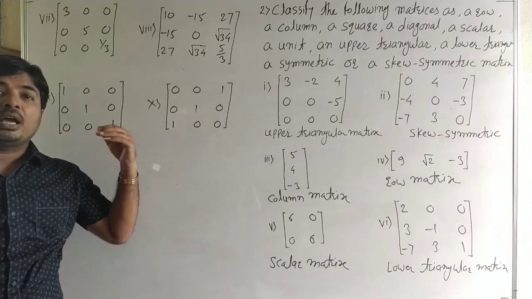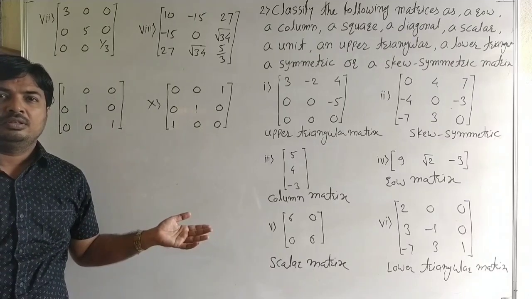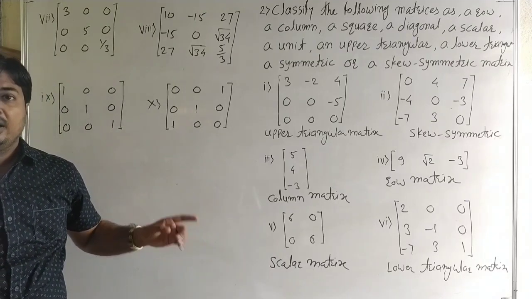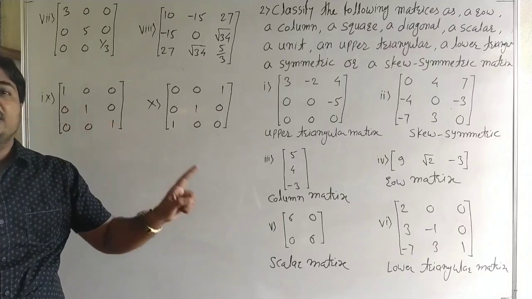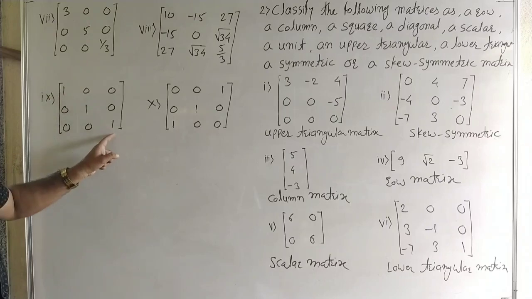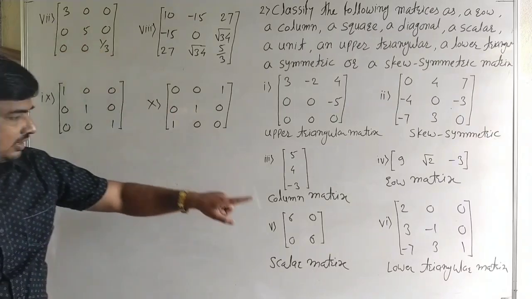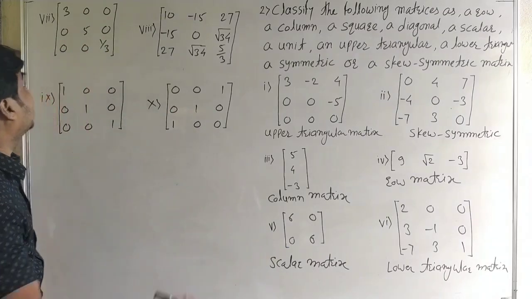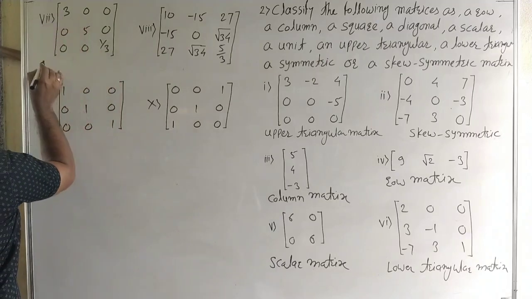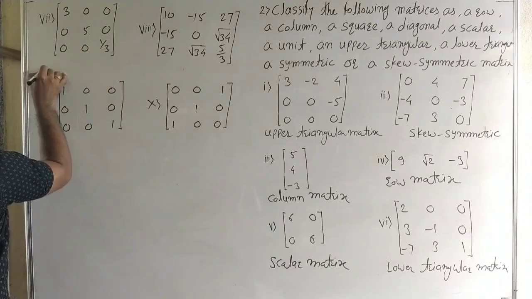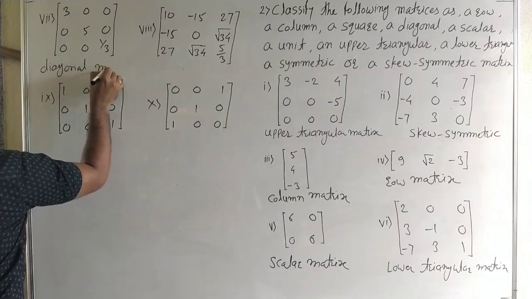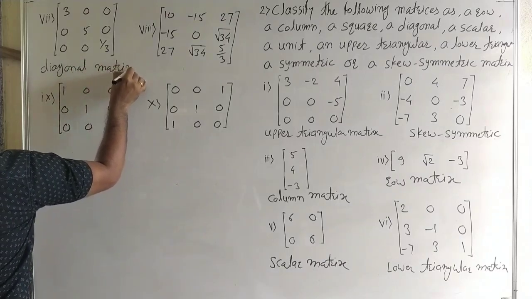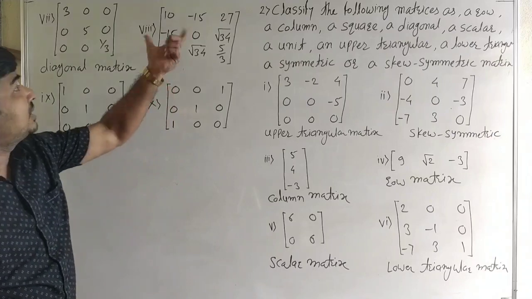And if the diagonal elements are the same, then it is a scalar matrix. And if the diagonal elements are 1, then it is an identity matrix. That means it is an identity, it is only diagonal and it is a scalar matrix. Here it is a diagonal matrix. Now it is the 8th example.